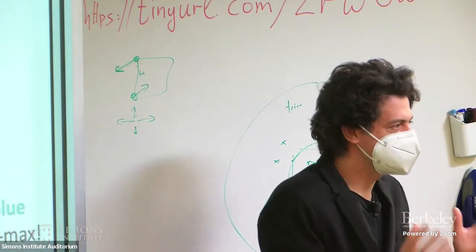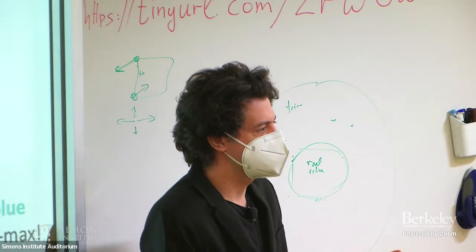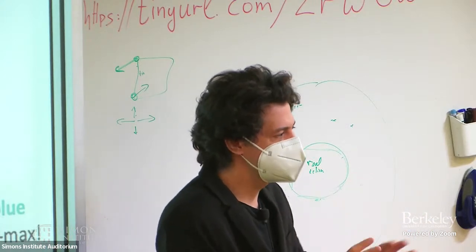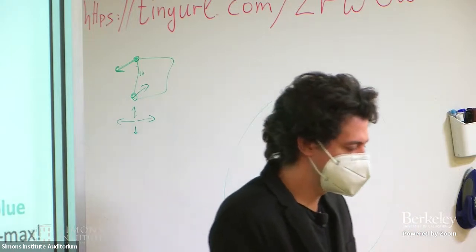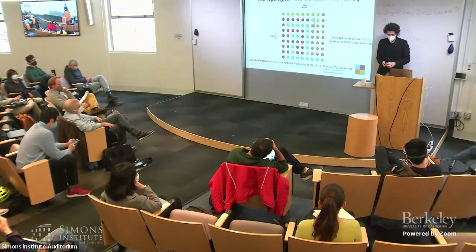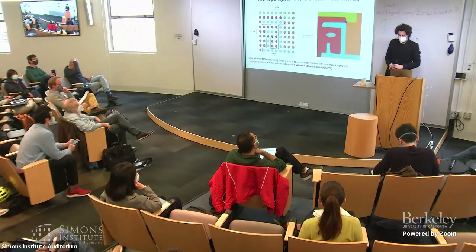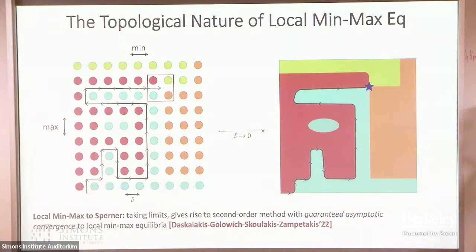Now, if the boundary coloring, as I was saying, does not satisfy Sperner constraints, you can map that down to a lower dimensional problem, and you can continue until eventually you map it to a Sperner instance. In fact, this is what we do in a recent work with Noah Golowich, Manolis Zampetakis, and Daskalakis.